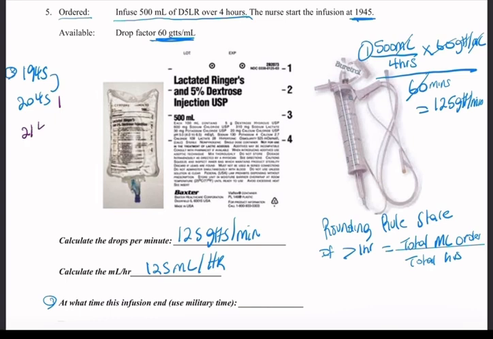So I say 1945 to 2045 is 1 hour, 2145 is 2 hours, 2245 would make it 3 hours, and 2345 would make it 4 hours. So at 23:45 my infusion will be finished, and that's that. And there you go, we're all done here.